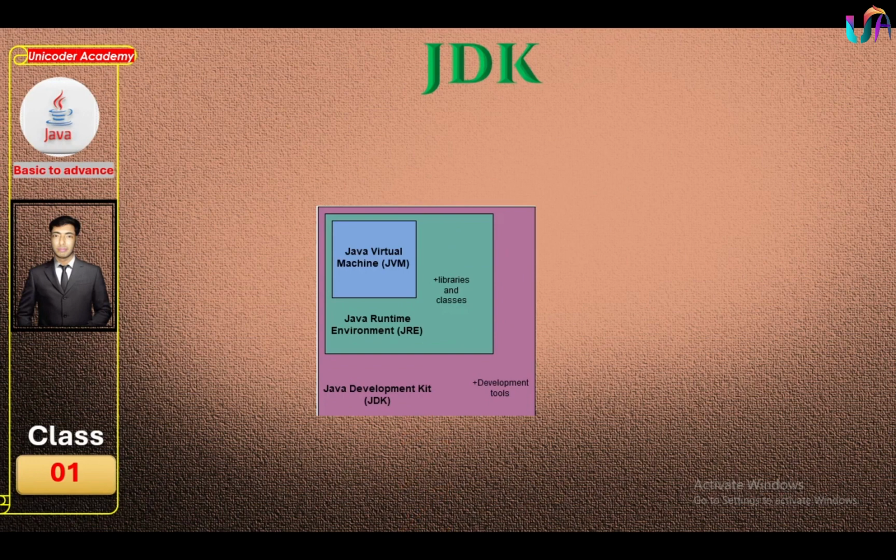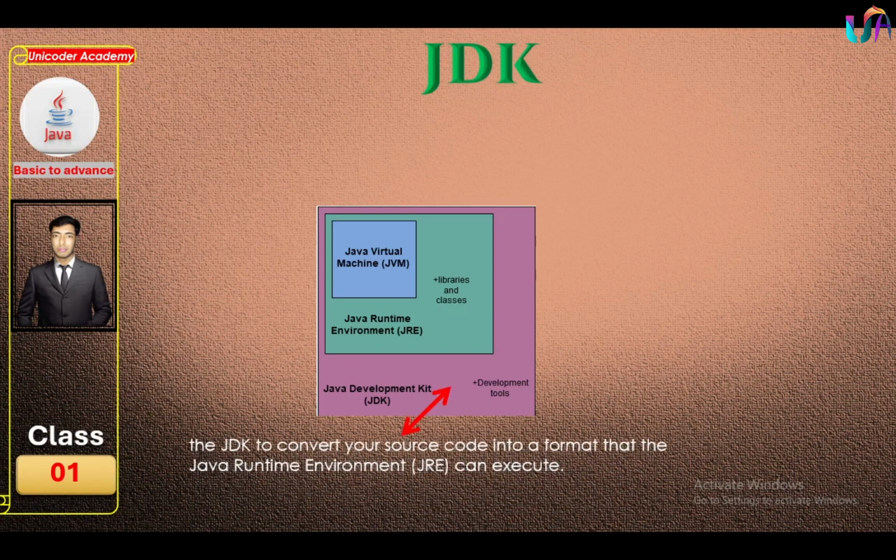You look, this is a picture. We have 3 parts. Now let's see and I will explain each single part. The first part is the Java Development Kit, or JDK. The JDK is used to convert your source code into a format that the Java Runtime Environment, which we call JRE for short, can execute. The next part is the Java Runtime Environment, JRE, an interpreter and a Java compiler.